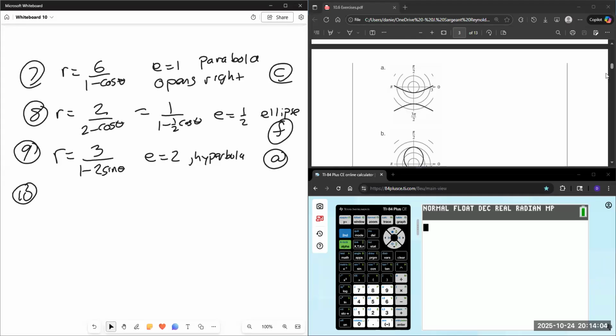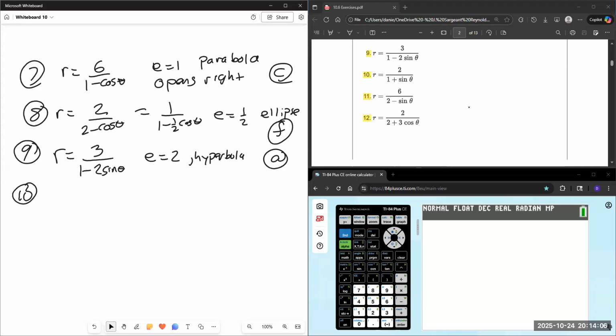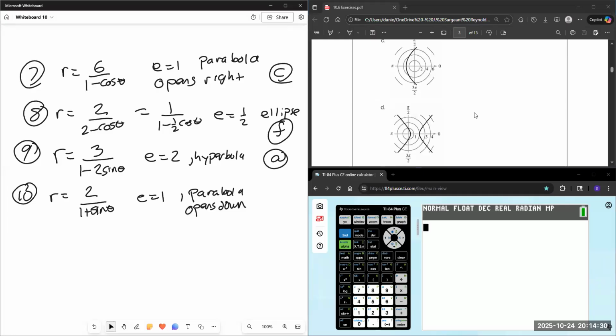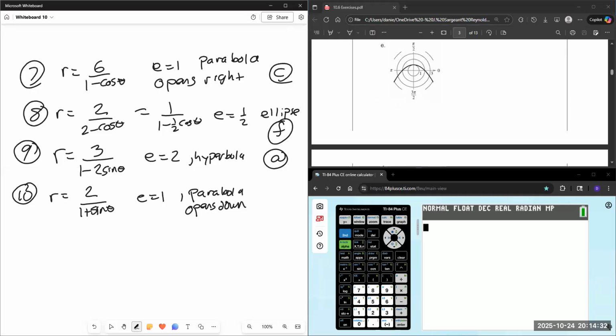10. r equals 2 over 1 plus sine theta, we have e is equal to 1. So we have a parabola, and this parabola has a directrix that's above the focus, so it's going to open down. So let's look for a parabola that opens down. That's E.